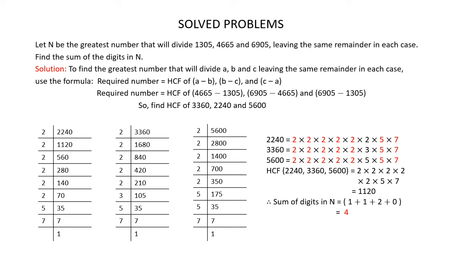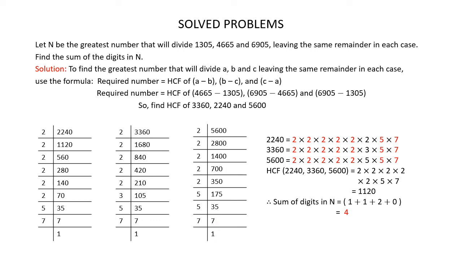Finally, let's find the prime factors for 5600. 5600 divided by 2 is 2800. 2800 divided by 2 is 1400. 1400 divided by 2 is 700. 700 divided by 2 is 350. 350 divided by 2 is 175. Now divide by 5. 175 divided by 5 is 35. 35 divided by 5 is 7. And 7 divided by 7 is 1.